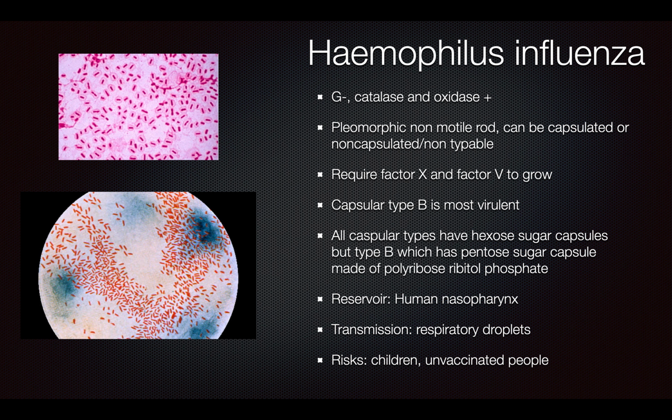It requires both factor X and factor V to grow, and capsular type B is the most virulent of all the strains. All the capsular types have the hexose sugar capsule, but type B is the only one that has the pentose sugar capsule made out of polyribosyl ribitol phosphate. It's a human pathogen, transmitted via respiratory droplets, and the risks are children and unvaccinated people.